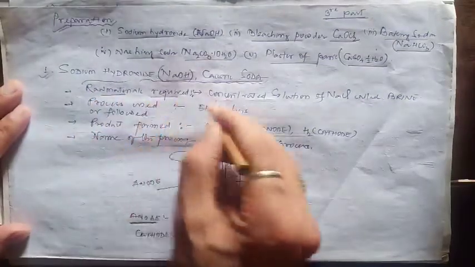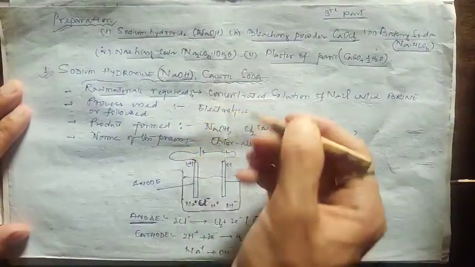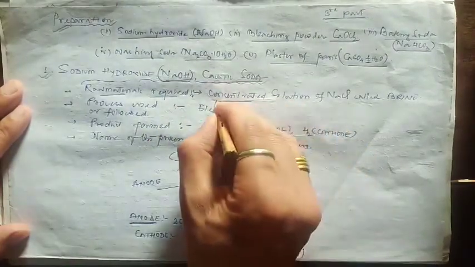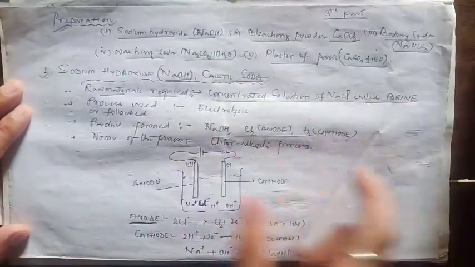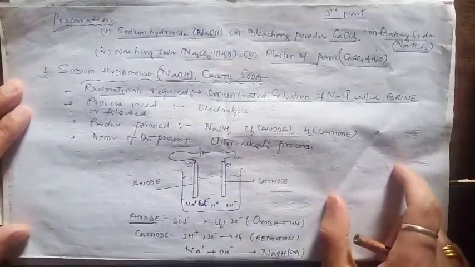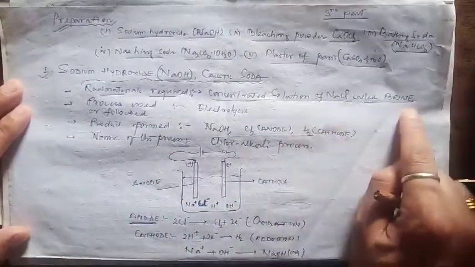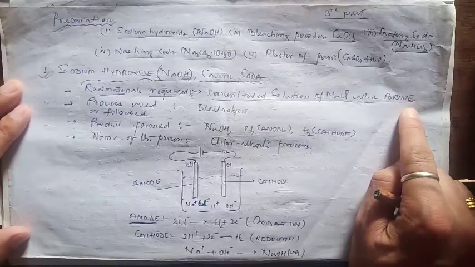The materials required are the concentrated solution of NaCl, called brine. That means we'll make a concentrated solution of sodium chloride. The name of that concentrated solution of sodium chloride is called brine. That's the raw material that we need for the preparation of sodium hydroxide.